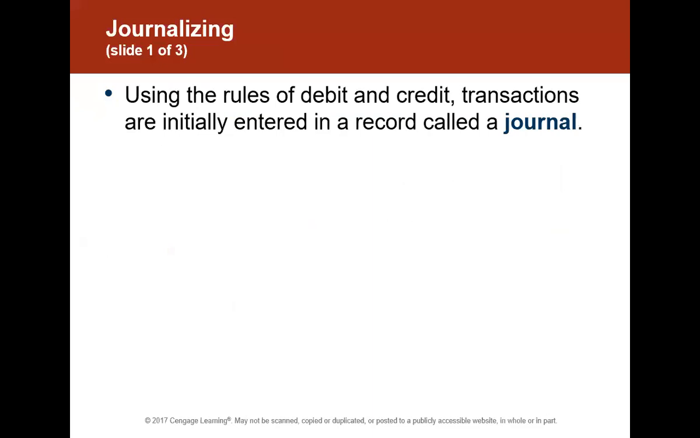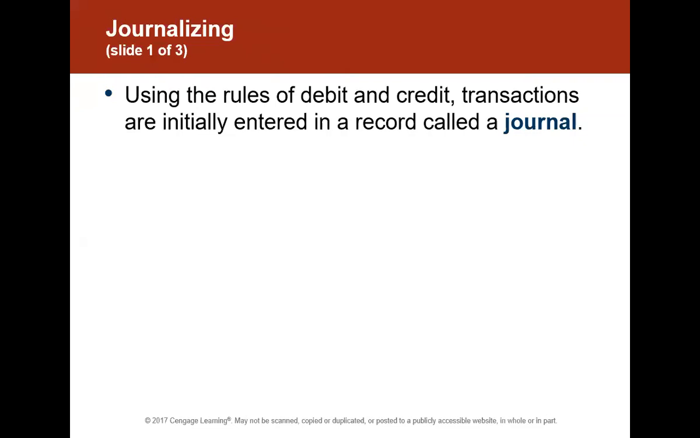Let's see, yeah, we'll go over this first. So the whole purpose of this is so we can now officially record transactions. Using the rules of debit and credits, we record transactions in what we call a journal. Now, in today's world, that's all computerized. For example, I work in QuickBooks. So I go into QuickBooks, I open up my journal, and I can start journalizing transactions.